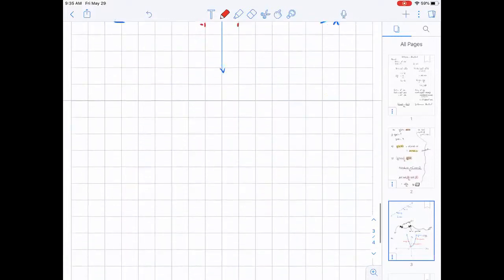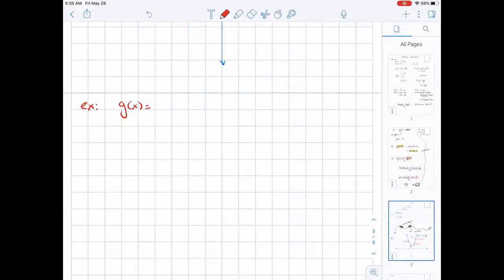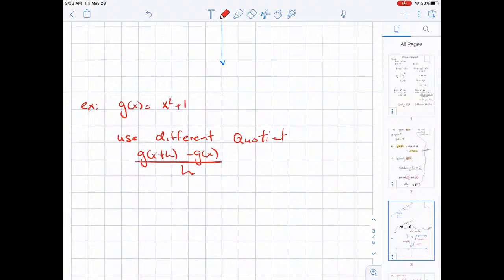Now, here's my question, an example. What do we call this function? g of x. g of x is equal to x squared plus 1, okay? Can you find the difference quotient? Use the difference quotient, which is g of x plus h minus g of x over h, and simplify. So can you do that for me, please? Do you think you can do this?